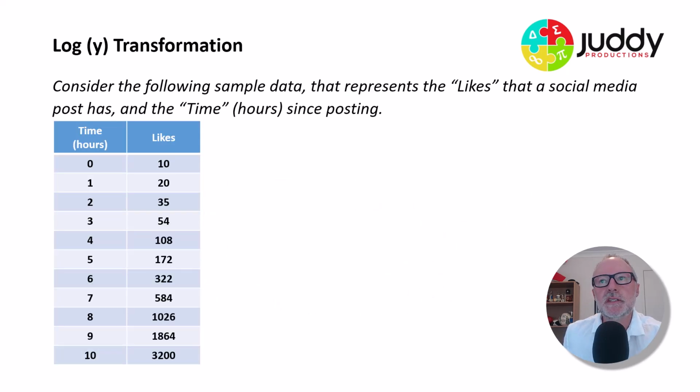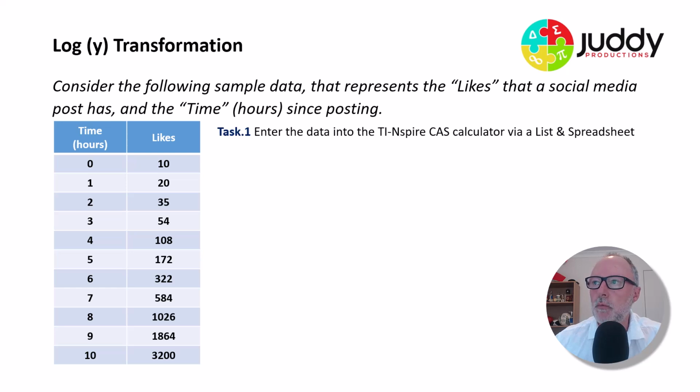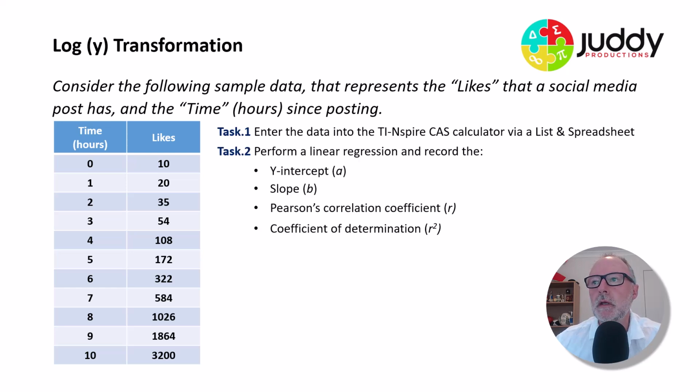So our scenario, consider the following data sample that represents the likes that a social media post has and the time in hours since posting. So here we have a table with the time in hours since posting and the likes that have been generated by a social media post. We now wish to perform the following tasks. Number 1, we want to enter this data into the TI-Nspire CAS calculator list and spreadsheet. Number 2, we should perform a linear regression and record the following values.